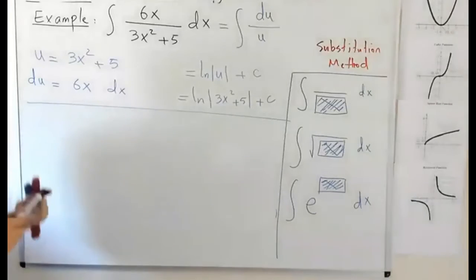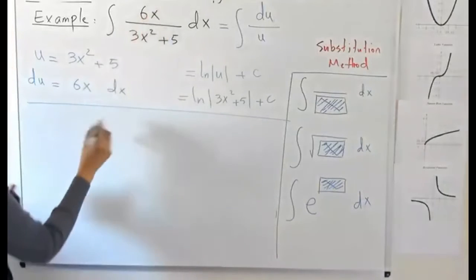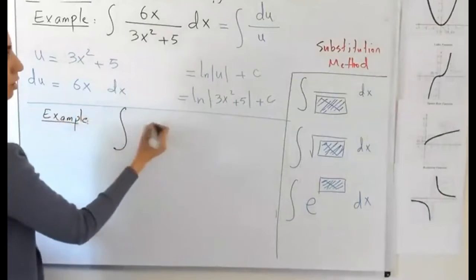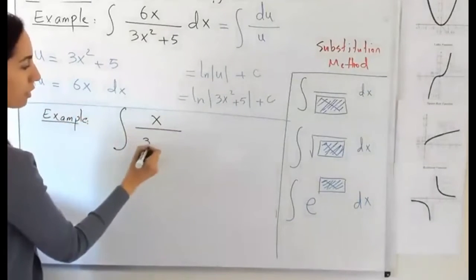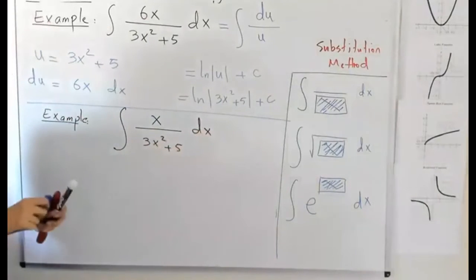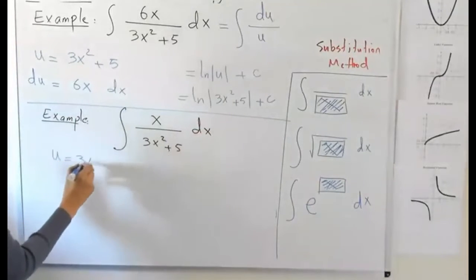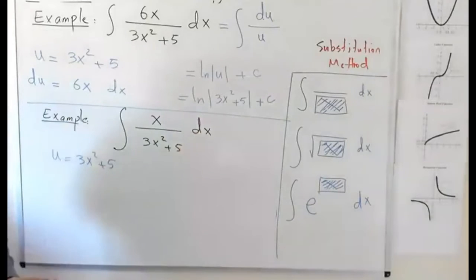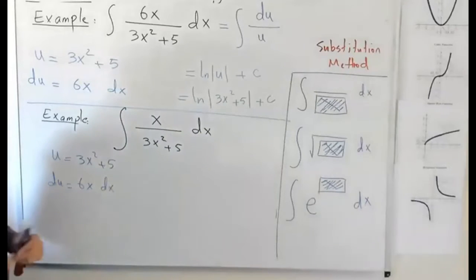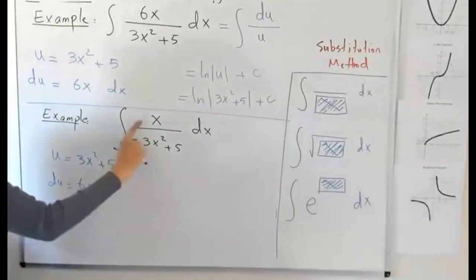So I expect you to ask, what if I don't see 6x on the numerator? Take a look at this example instead. So you have the integral of x divided by 3x squared plus 5 dx. Since we have a quotient format, we look at the denominator, and u is equal to 3x squared plus 5. If we take the derivative, du is equal to 6x dx. I don't have 6 on my numerator. I only have x dx on my numerator.